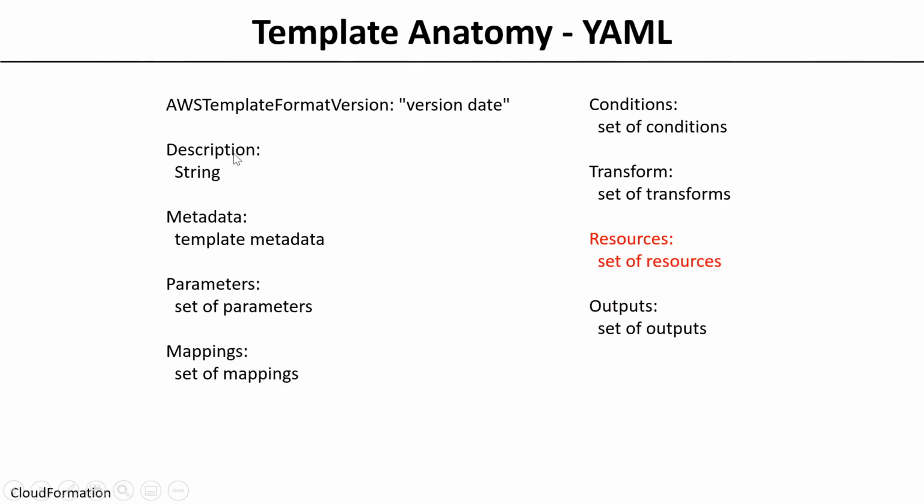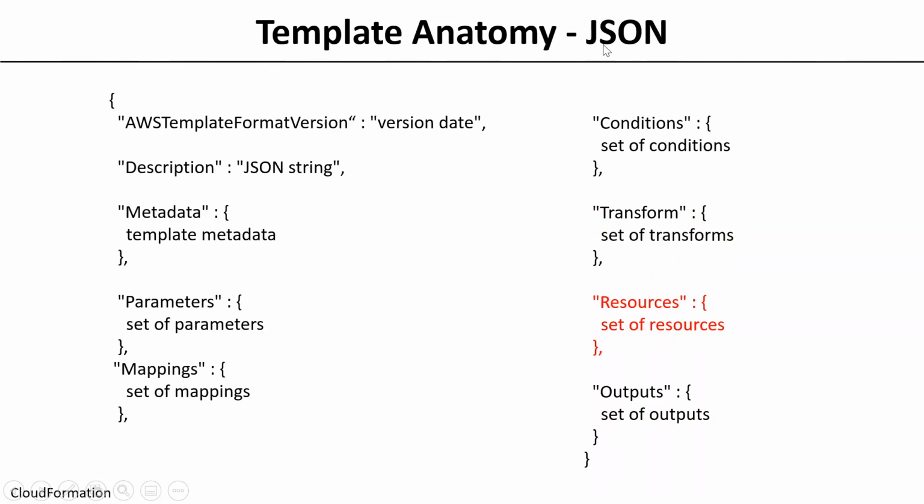You must have looked at it, all are in black, but there is only one thing in red. Resources is a very key section in the template, and all the remaining sections that we have discussed are optional. I may not mention the version, I may not mention the description, I may not mention the metadata, but resources is mandatory. You cannot have a template without resources. That's why I have highlighted it in a different color. The same case with YAML and JSON as well. The formatting does not differ. All the sections are optional except the resources section.